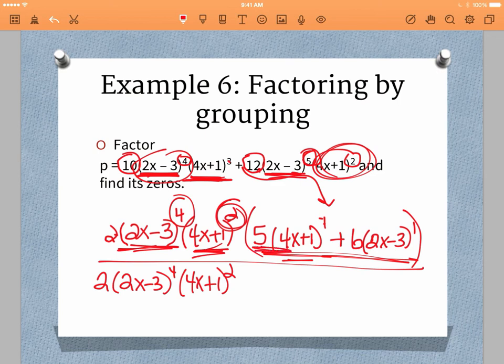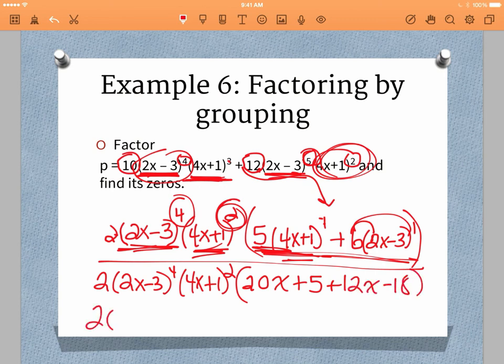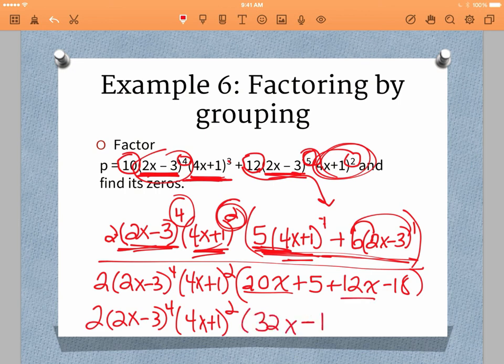When I distribute the 5 into this binomial, I get 20x plus 5. When I distribute the 6 in, I get 12x minus 18. And then just combine that. So you get 2x minus 3 to the 4th, 4x plus 1 squared. This becomes 32x minus 13.